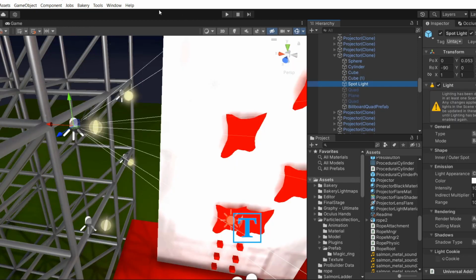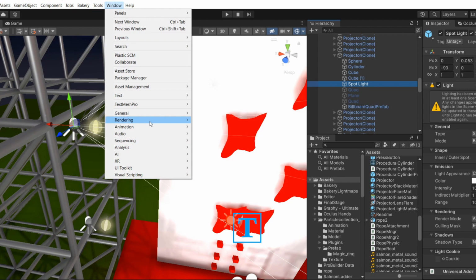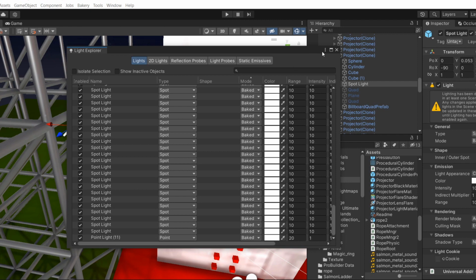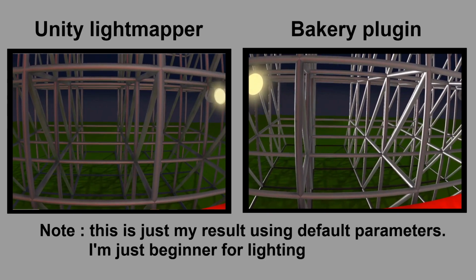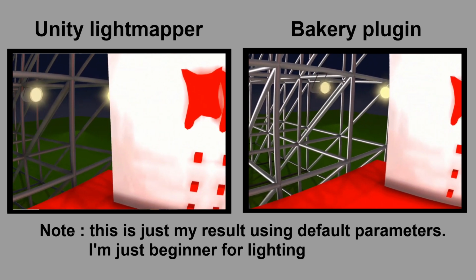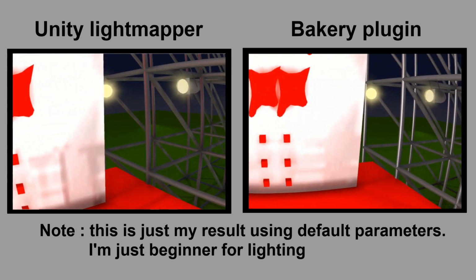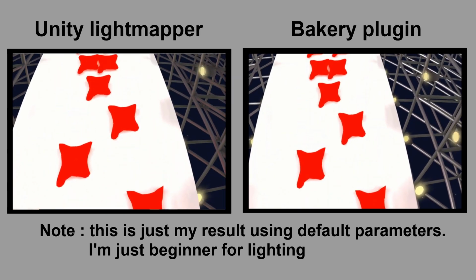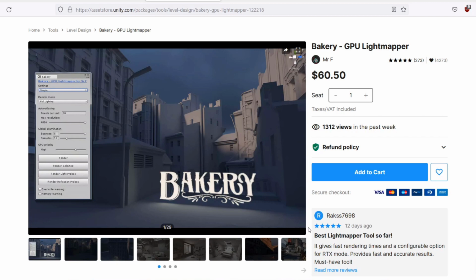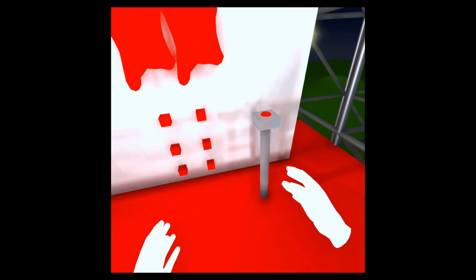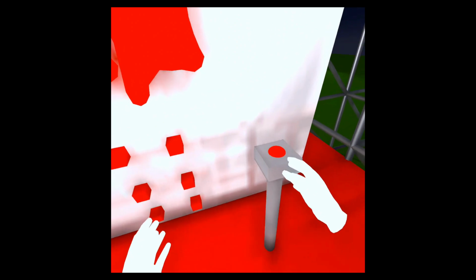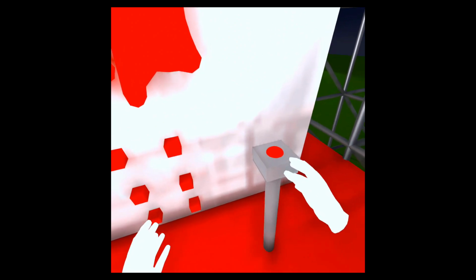Rendering so many lights will not be possible in real time for standalone VR, so I set everything to baked. I tried both the Unity Light Mapper and the Bakery plugin, but got better looking results with Bakery. The main artifact I would like to improve is at the bottom of the stage and only occurs in standalone mode. If you have any idea how to fix it, please tell me in the comments.